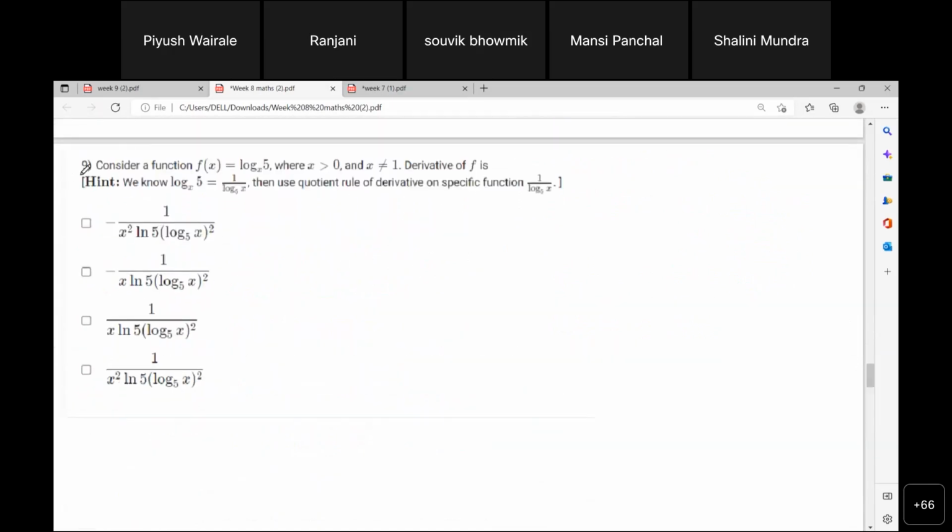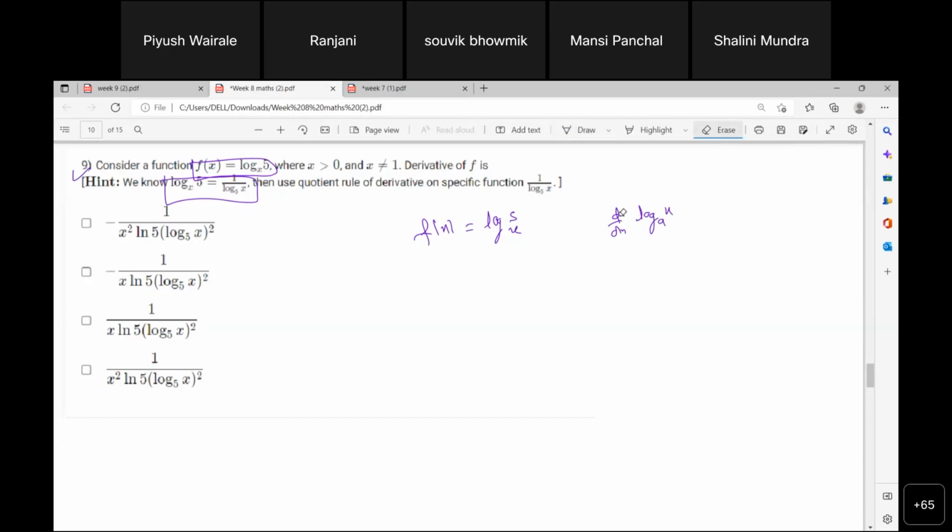Okay, so now let us solve this particular problem. f of x is given to us, that is f of x equals log of x to the base a, and we have to differentiate this function. We are given the hint also. Yes, anyone? So we have the differentiation of log x, right? Log x to the base a. What is the derivative of log x to the base a? 1 by x. What about the base?